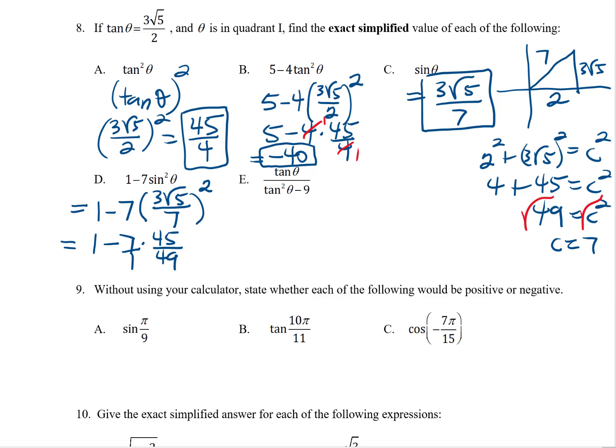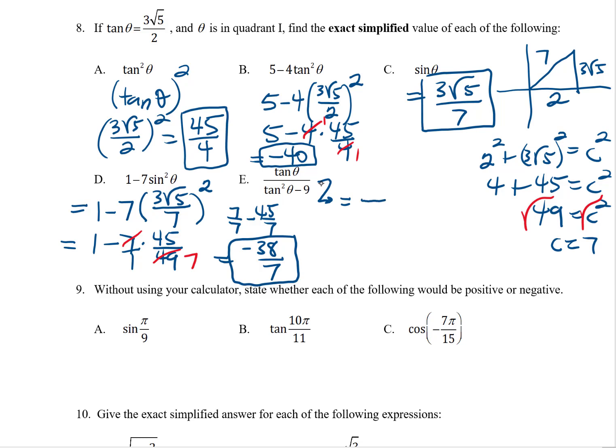I have some canceling that happens. This 7 divides here, leaving me with 7. So I now have 1 take away 45 sevenths. I guess I'll have to think of that one as 7 sevenths minus my 45 sevenths for a final answer of negative 38 sevenths.